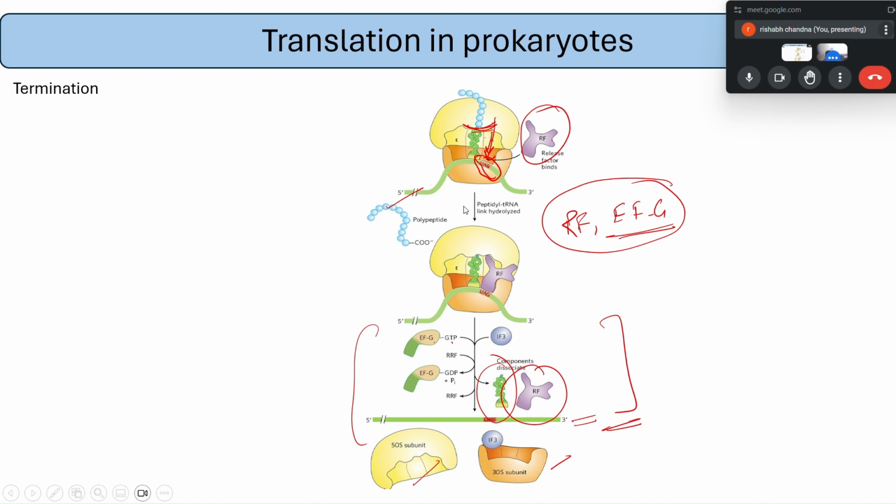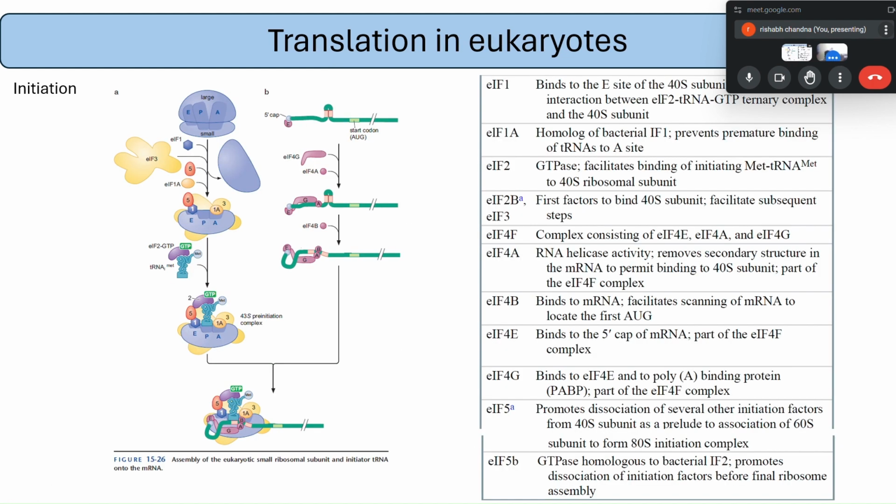Now we'll be moving on to the translation in eukaryotes. So the process is nearly similar to that of prokaryotes, but there are a number of factors that are involved more in the process.